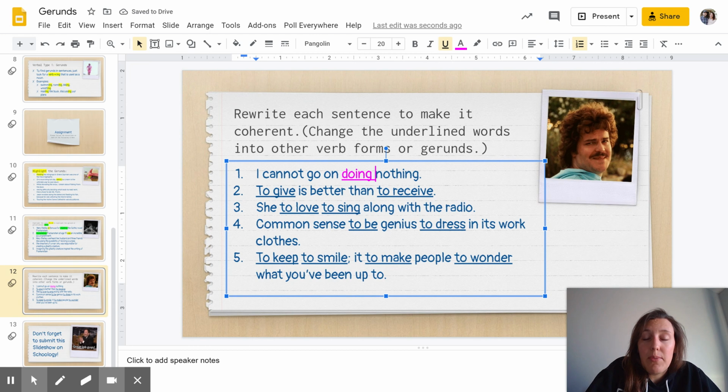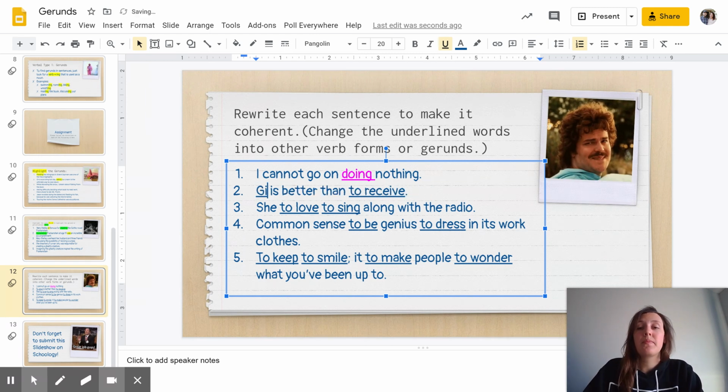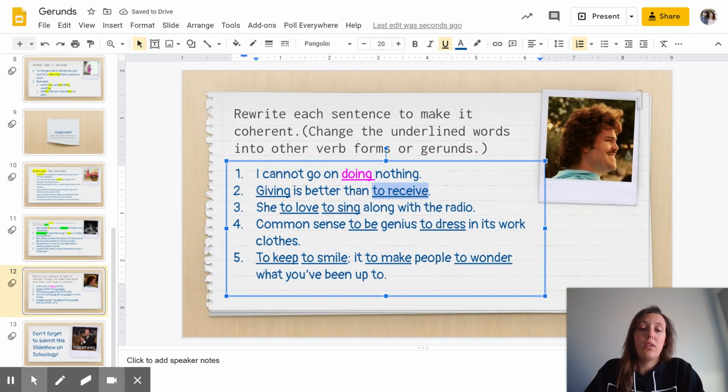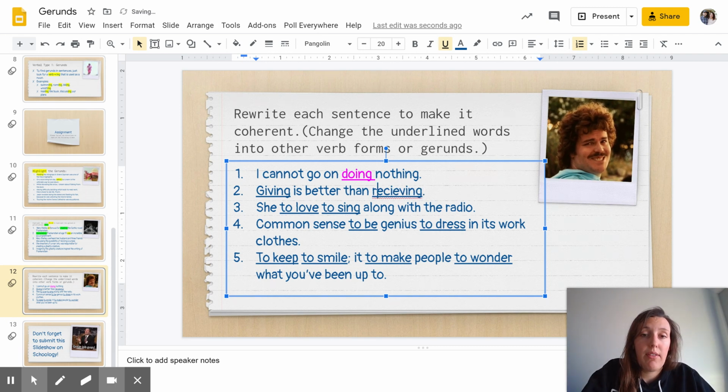Number 2, to give is better than to receive. So you got to figure out how to turn the underlined words into gerunds. So to give, giving, and then to receive, receiving. Giving is better than receiving. And then you do 3, 4, 5 on your own.